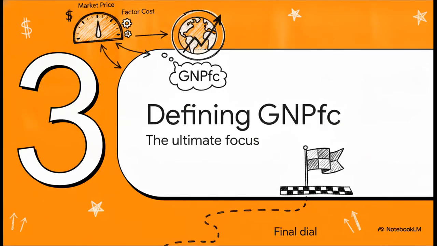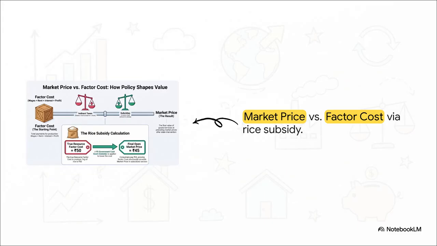Now for Section 3, defining GNPFC. This is our ultimate focus. Let's see how our third and final dial, market price versus factor cost, builds this highly revealing metric. Let's look at how actual production costs, the factor cost, differ from the retail market price you actually see in the store. Why are they different?